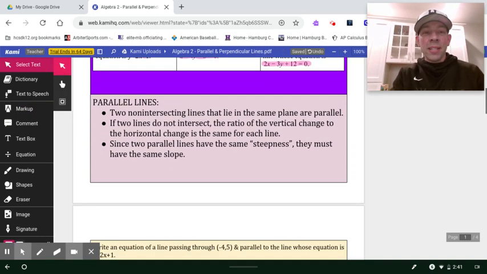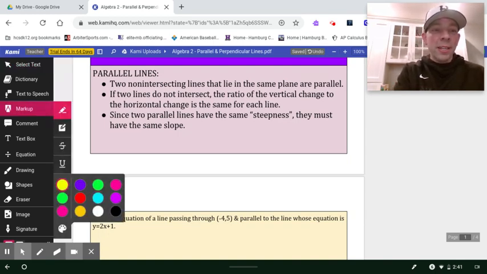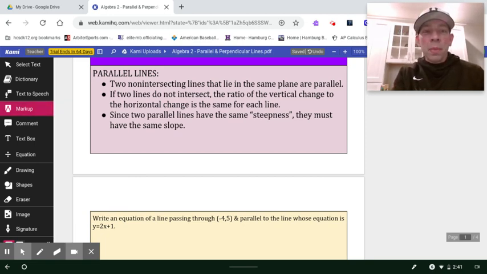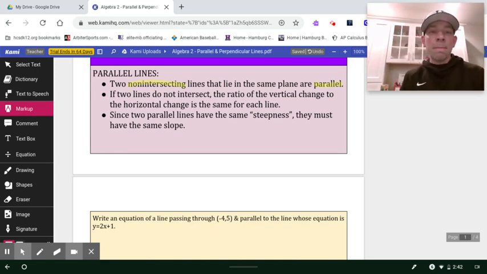Let's dive in and take a look at what parallel lines really are. And this is going to be some very official lingo here, but I think it's going to help. So if you have two non-intersecting lines, those lines lie in the same plane and they are parallel to each other. Just picture two long railroad tracks side by side. Now, if those two lines do not intersect, basically what we know is that the ratio of the line's vertical change compared to its horizontal change is the same for each line.